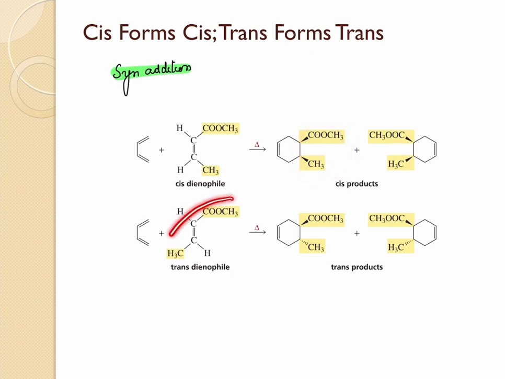Okay. So here is a trans dienophile where the two substituents are in opposite directions. So in the products also they will be in opposite directions. So these are the trans products that are obtained. And because this reaction is resulting in two asymmetric centers, a pair of enantiomers will be obtained.